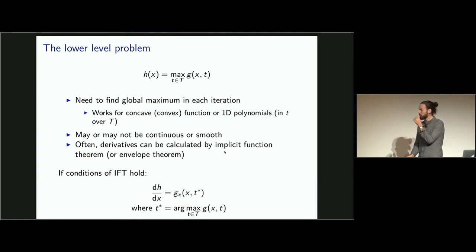There's a few caveats to that. You always need to find a global maximum, otherwise you'll end up outside your constrained set, in which case a lot of the solvers will stop working. If you're doing the maximum, a concave g(x, t) with respect to t works, and you can also do well with one-dimensional polynomials because you find the derivative, find the roots, and find the global maximum, so long as you're on a compact subset. Sometimes it's smooth, sometimes it's continuous, often it's not. You can actually calculate the derivatives of this function h with respect to x, which can be nice for some of the optimizers that are available. But essentially, it's a pretty lazy solution because it's not going to work for everything, and I'm trying to get as much done as possible for as little labor as possible.